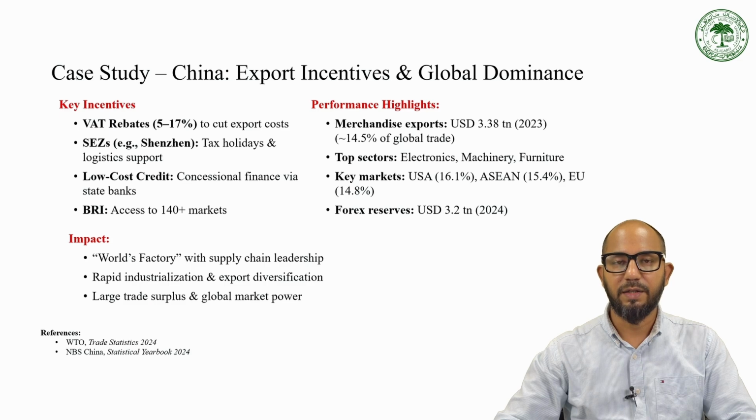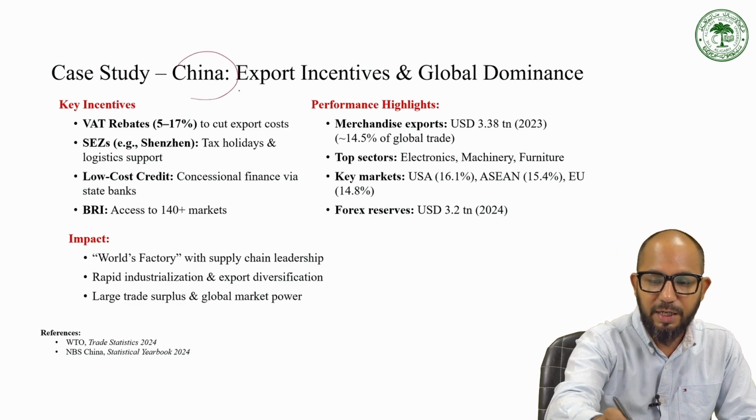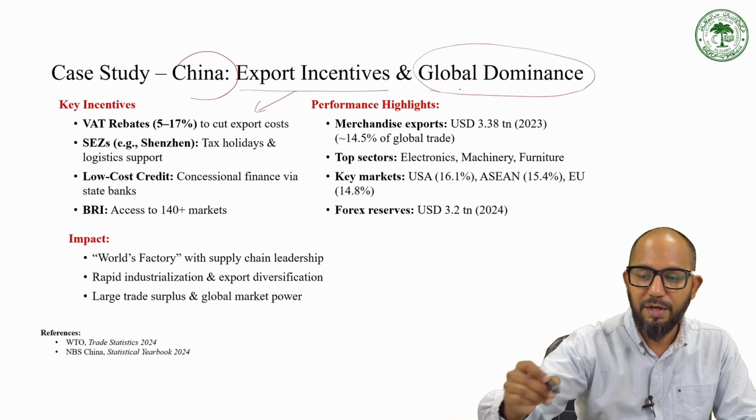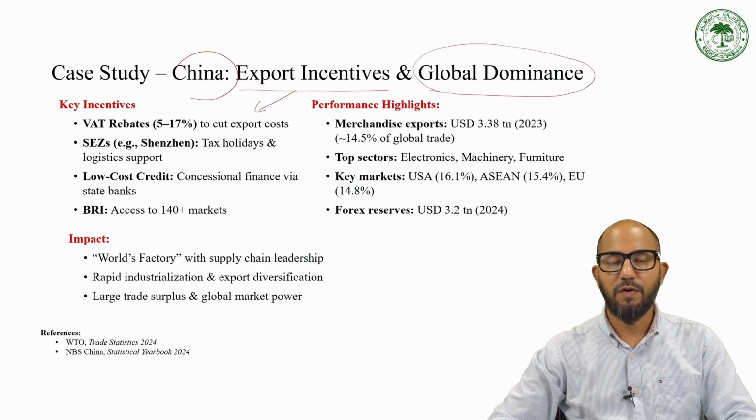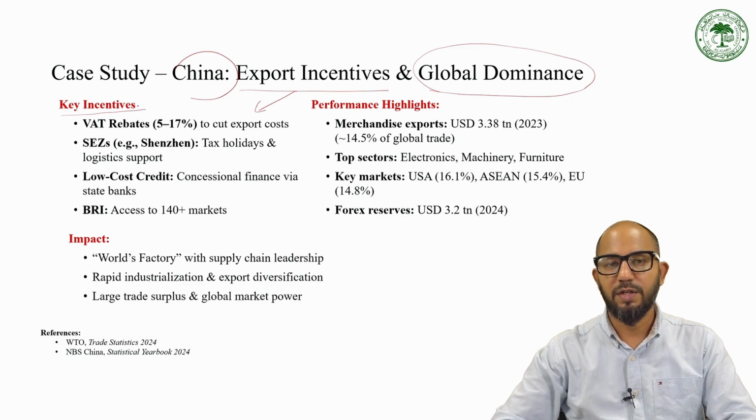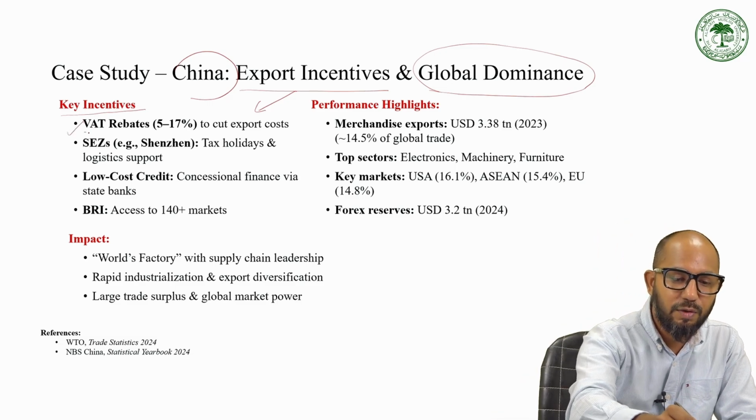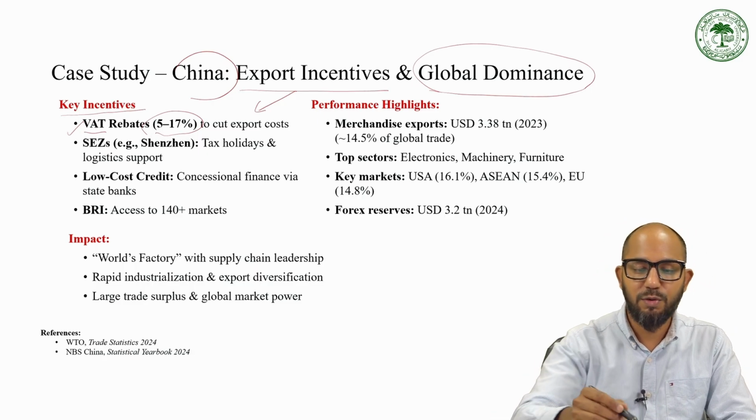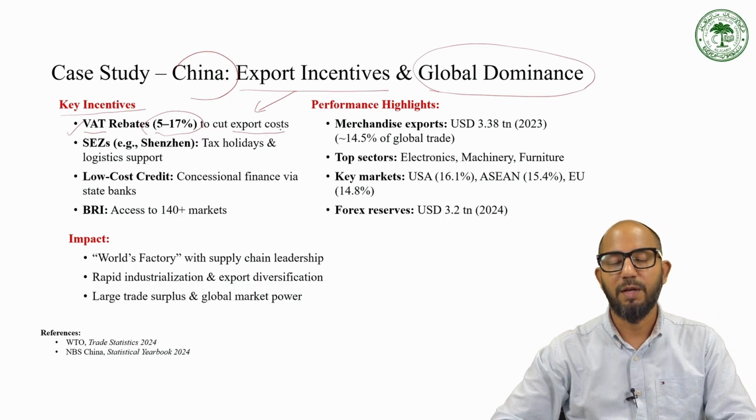Let us look towards another case study. This time we are focusing on China, where export incentives have been in place and China has been able to dominate in terms of international trade. The contribution of China towards the global trade has been more than 20% over last 5 years. The key incentives which China has initiated in the economy is the rebates related to value added tax. 5 to 17% of the rebate is being given to cut the export cost, that is to minimize the cost of the products at the international market.